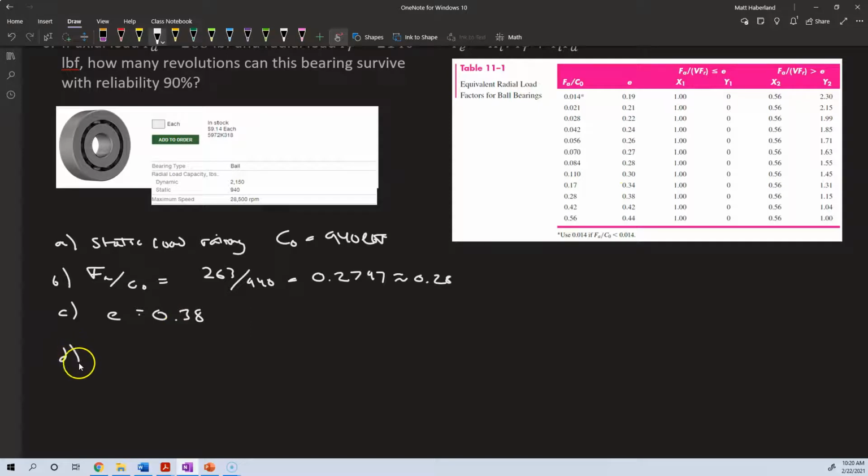Then we need to calculate FA over V FR. The table reminds us, if we ever forget what this needs to be. So we've got 263 divided by V in our case. I guess I should say V is equal to 1.0.